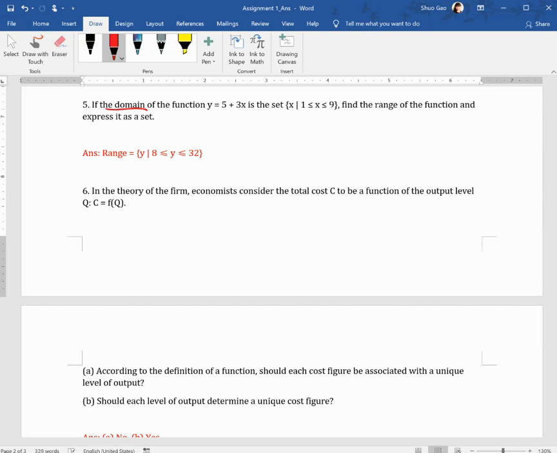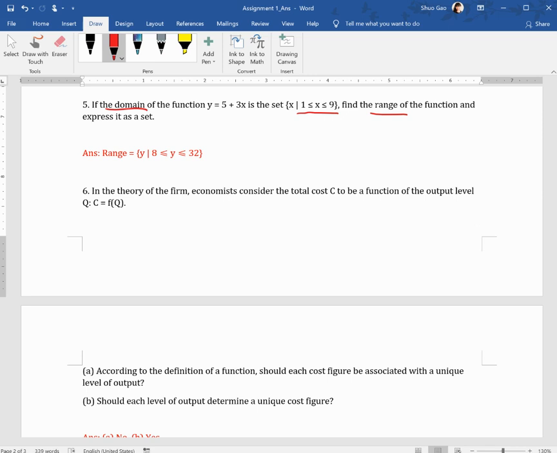So domain, it simply means the set of all the potential values that x can take. Right, so here x is from 1 to 9. That means that for this function, x can be chosen from 1 to 9. It can be 1, it can be 1.1, 1.2, 1.3, or any kind of number that lies in between 1 and 9. Right? So this is called the domain of the function.